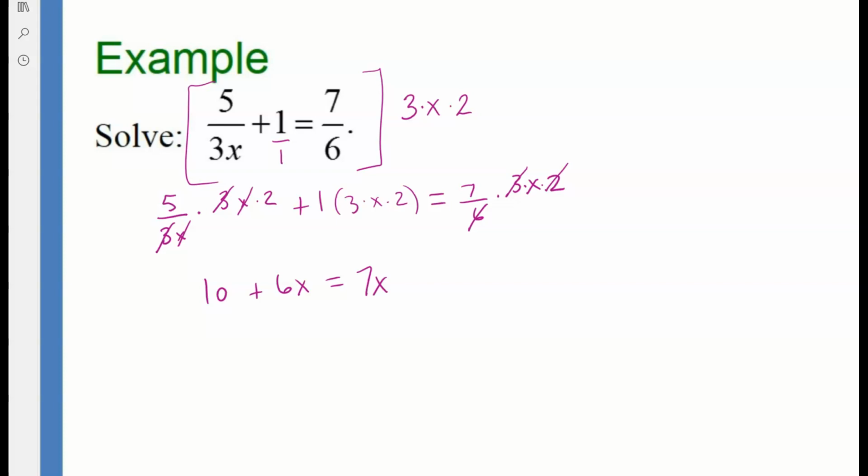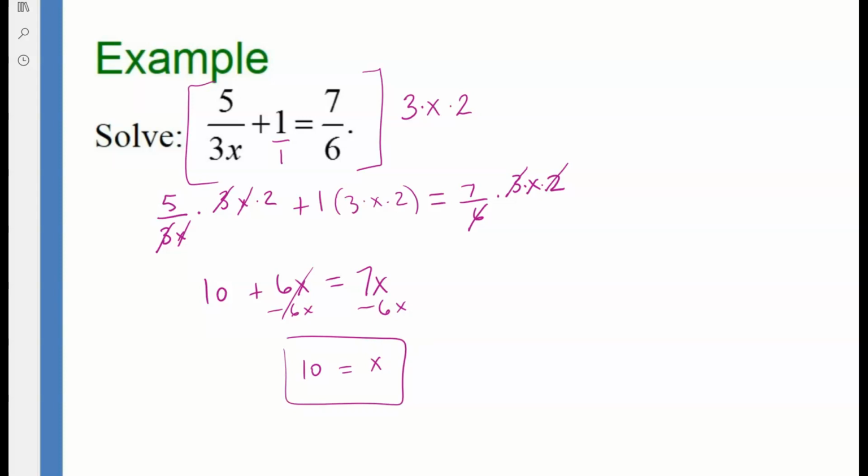So I've changed my somewhat complicated equation into something that's easier to solve. So now I just need x's on one side, numbers on the other side. I'm going to subtract 6x from both sides. Those are like terms, so that leaves me 1x. And then on this side I'm just left with a 10. So that's a 0. And x is equal to 10. And that's my answer.